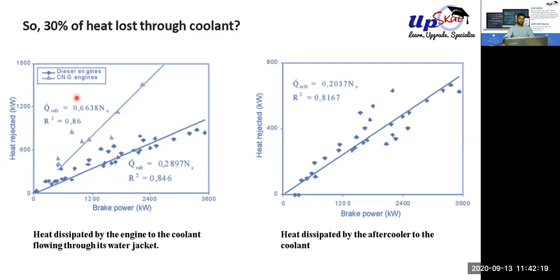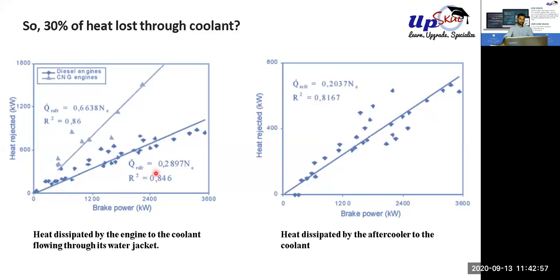Okay, there are two curves for two kinds of engine. The top curve is for the CNG engine, the bottom curve is for the diesel engine. As you can see, the CNG engine has more heat rejection per unit of brake horsepower, so in terms of this, it is fairly inefficient. But the CNG engine saves on other areas. But as you can see, a diesel engine is rejecting heat.